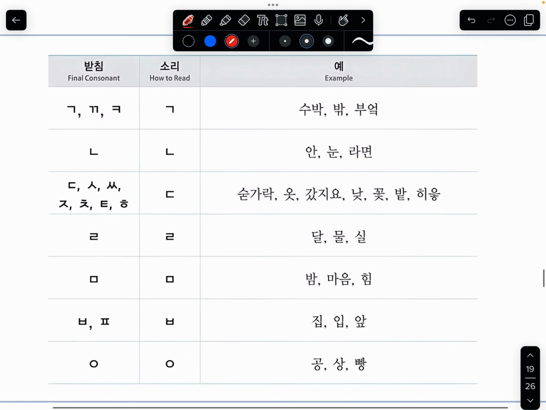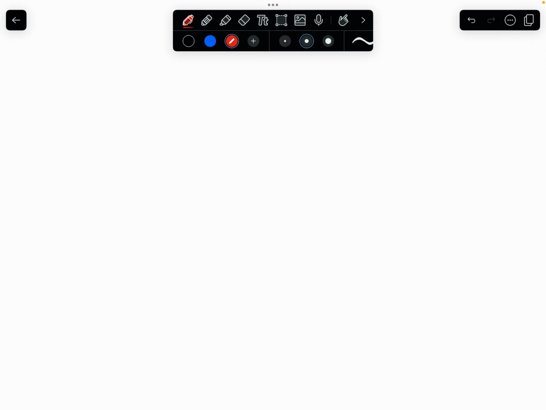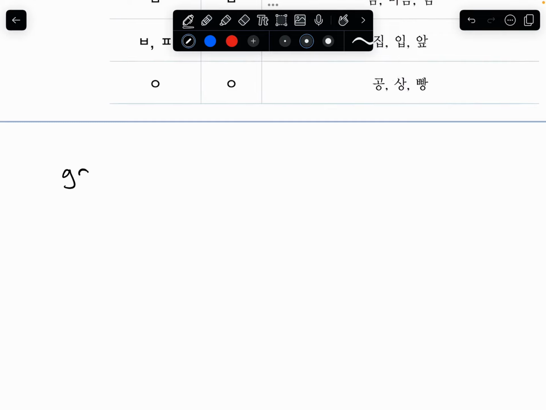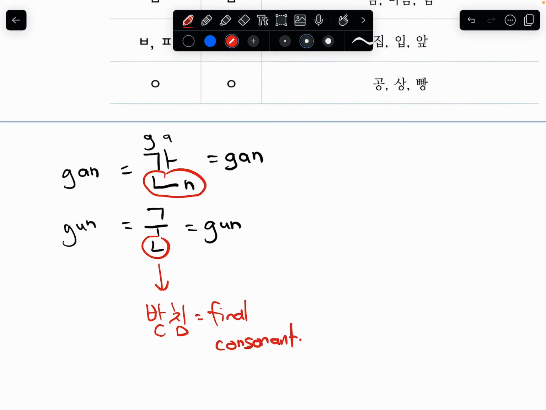Okay, here. So this is actually the summary of 받침. So what is 받침? 받침 is the final consonant. Okay, so for example, you want to say gun. So you can write G-A, and then N, which you should put at the bottom. So this sound will be gun. And then if you want to say gun, you can say G-U-N. So this N is what we call 받침 or final consonant. Okay.